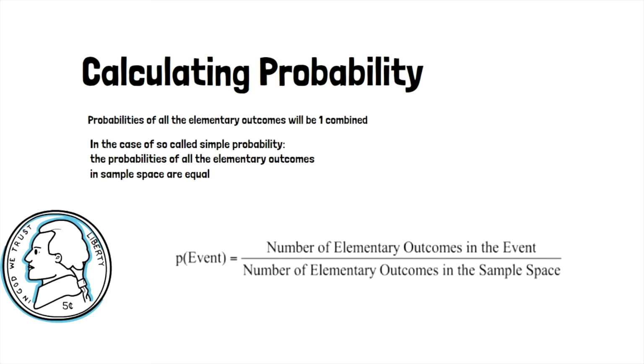So what is the formula for probability then? It is the number of elementary outcomes in the event divided by the number of elementary outcomes in the sample space, 1 divided by 2.